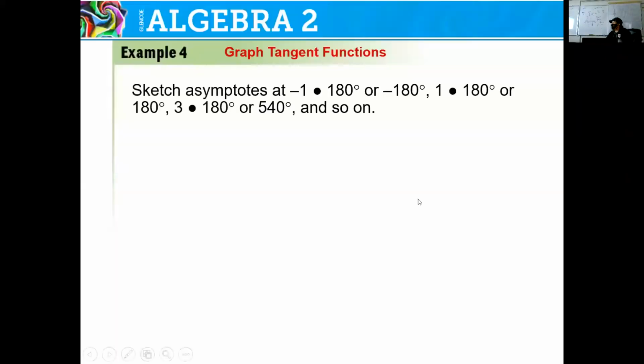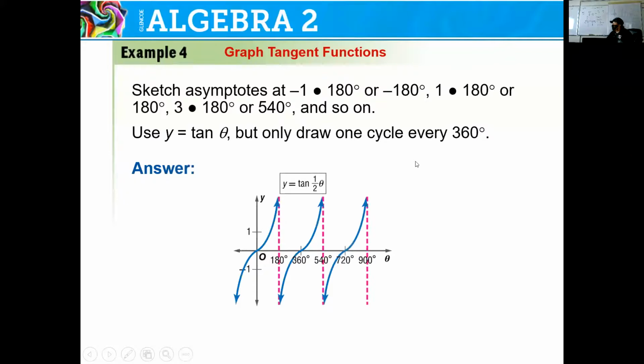Hopefully they'll give me another one. Yep. 180 degrees was an asymptote, 540, 900, and you'll notice that there's 360 degrees between those. 540 minus 360 is 180. Your x-intercepts are done by taking 360 plus whatever your origin, which is 0, 0.